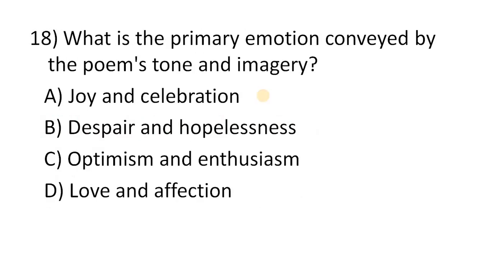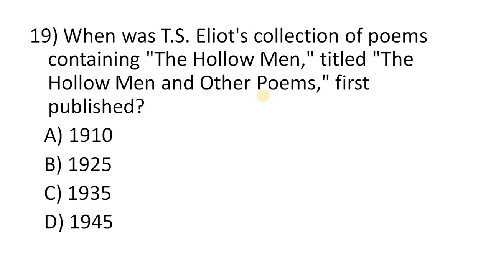18. What is the primary emotion conveyed by the poem's tone and imagery? A. Joy and celebration. B. Despair and hopelessness. C. Optimism and enthusiasm. D. Love and affection. And the correct option is B. Despair and hopelessness.